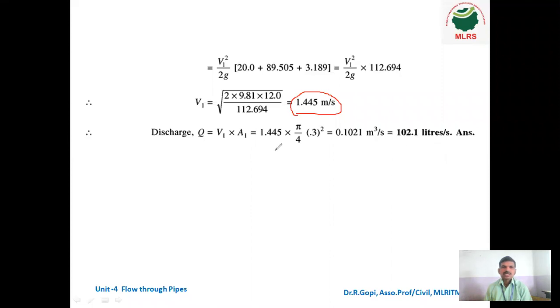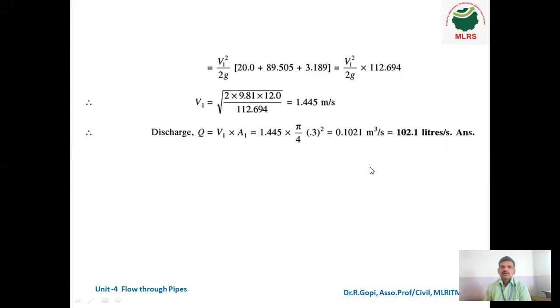So finally the discharge, without considering minor losses. Discharge is equal to A1 V1. Substitute the A1 V1 value. We got 0.1021 meter cube per second. If you convert into liters per second, multiply by 1000. So 102.1 liters per second is the answer.